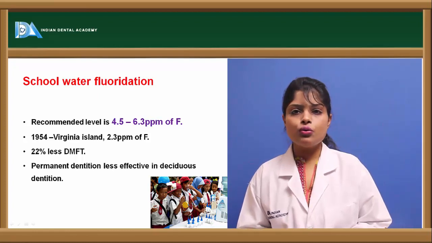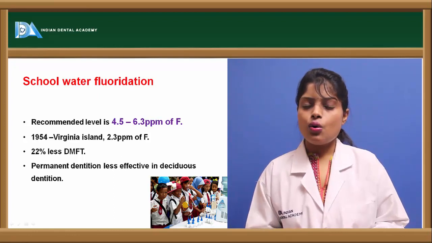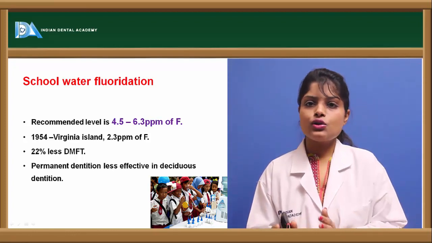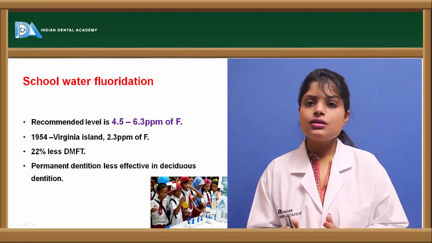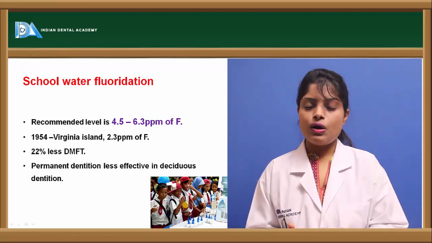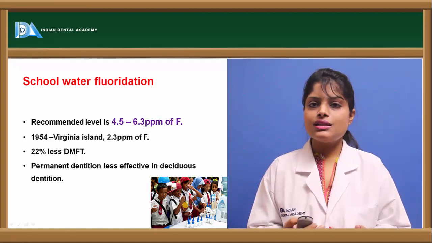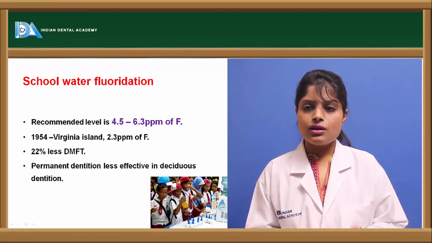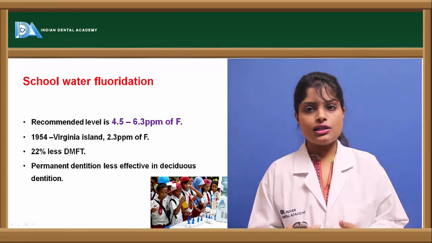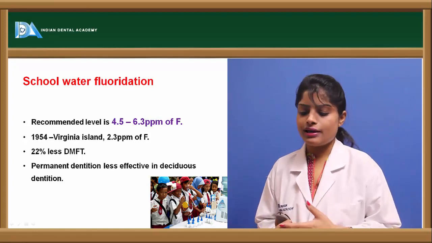Now coming over to school water fluoridation. School water fluoridation is another widespread method, but here a particular age group is targeted, that is the school-going children, who have the most priority because of the eruption status of their teeth. Because the teeth are erupting at that age, exposure to fluoride will lead to greater caries resistance in such people. So the particular age group is targeted in school water fluoridation.